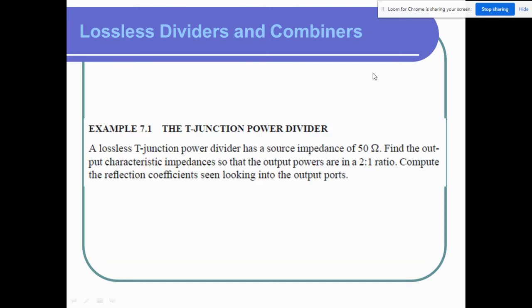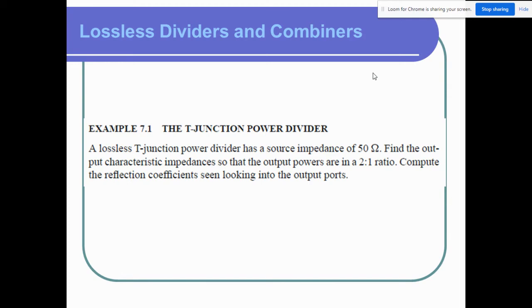Let us do an example, and by doing the example we will learn how to analyze the T junction power divider. This is an example from the David Pozar book. Example 7.1, the T junction power divider.